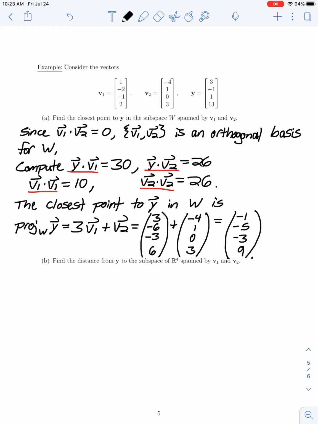Now in part B, we're asked to find the distance from the vector y to the subspace W, spanned by v1 and v2. So if we know the closest point to y in the subspace W, the distance would be given by the distance between those two vectors.